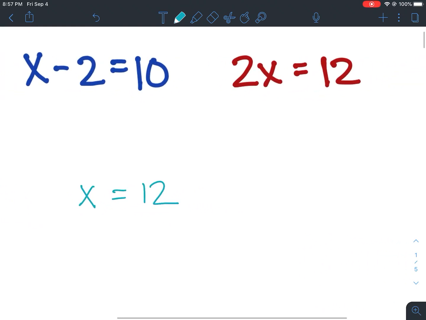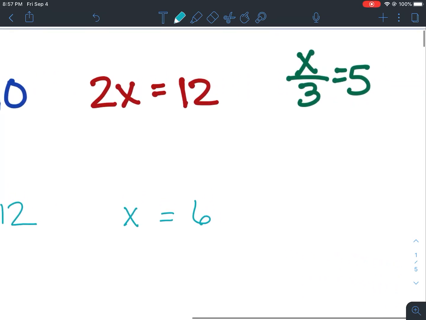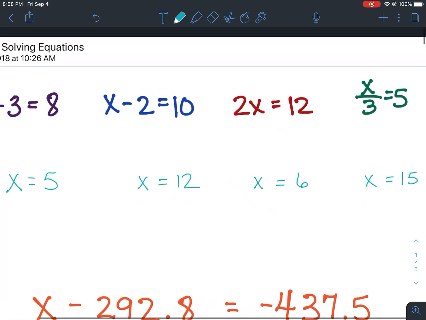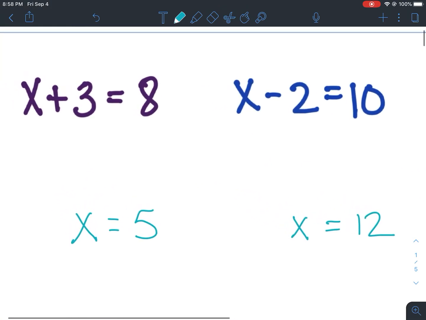For the next one, what number times 2 would give you 12? 6 times 2 is 12. And then what number divided by 3 is 5? 15 divided by 3 is 5. What I did there was I found the solution. I solved each equation and found the solution.